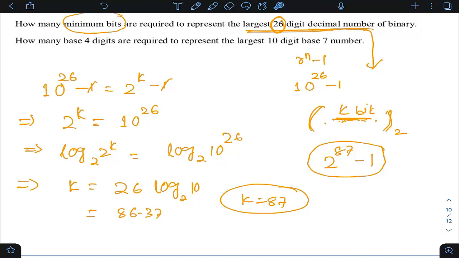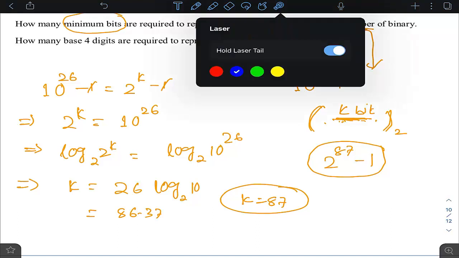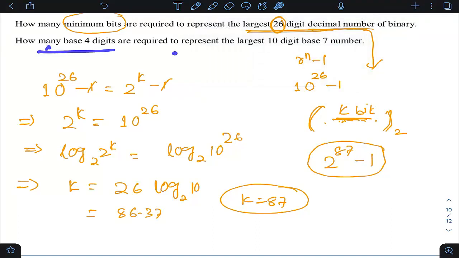So can you see the next question, students? If you see the next question, what is given is: how many minimum bits are required, how many base 4 digits are required to represent the largest 10 digit base 7 number? How many base 4 digits are required to represent the largest 10 digit base 7 number?